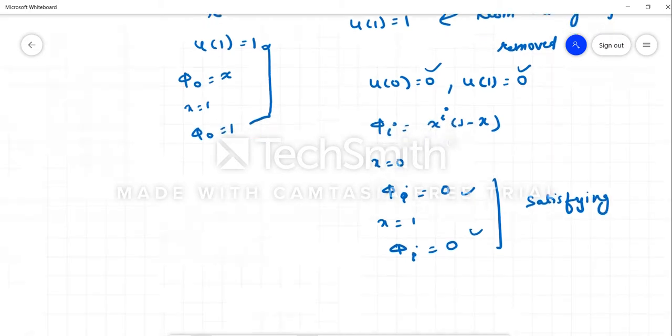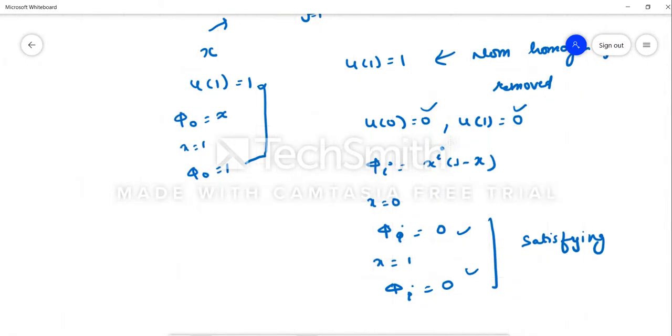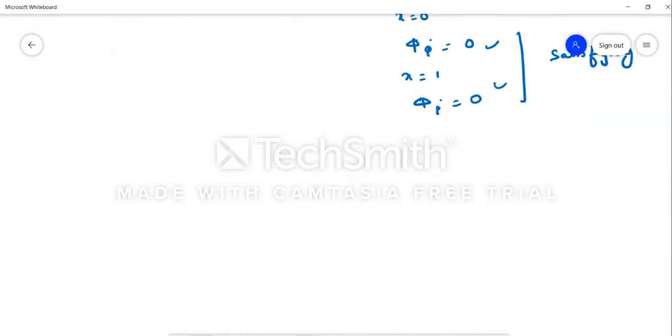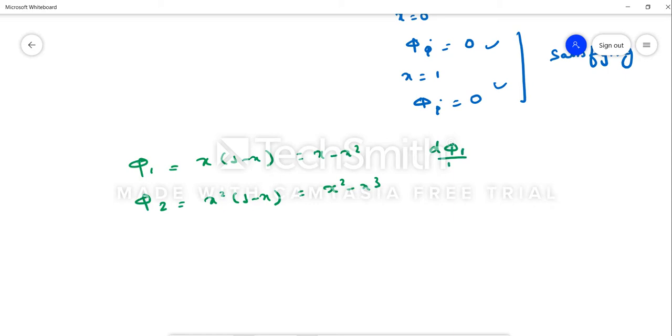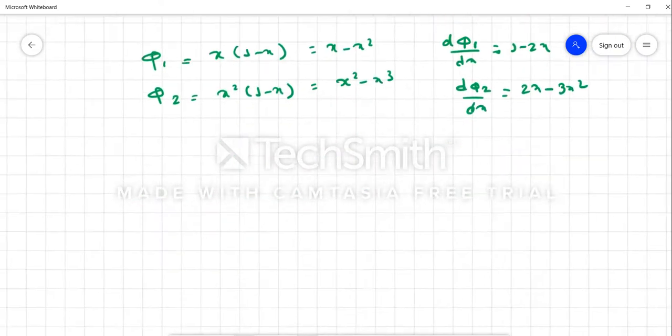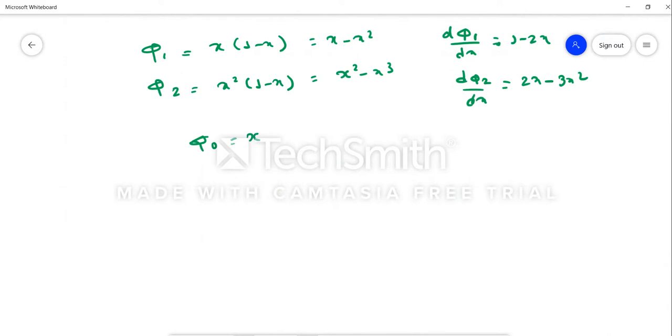Now we will put all these values. So finally, phi 1 will be x(1 minus x), phi 2 equals x squared(1 minus x), which is x minus x squared, and this is x squared minus x cubed. d phi 1 over dx will equal 1 minus 2x, and d phi 2 over dx equals 2x minus 3x squared. And what was our phi naught? Phi naught equals x, and d phi naught over dx will equal 1.